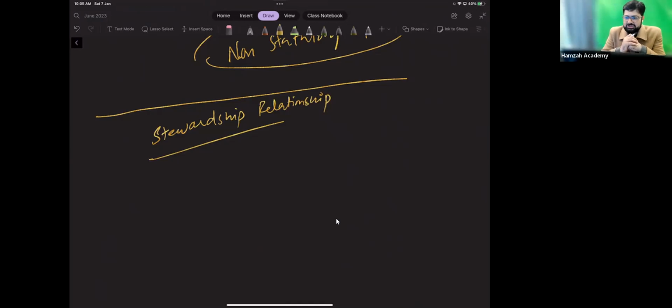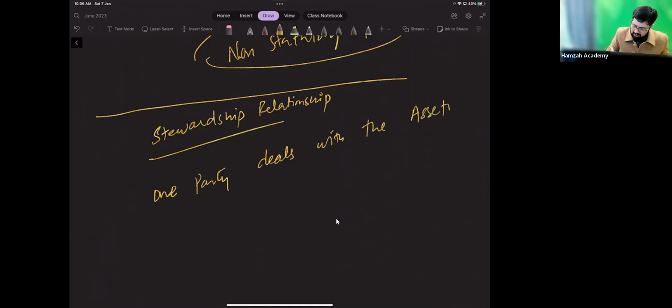What is stewardship relationship? Where one party deals with the assets of another party, taking care of them. When you have entrusted your asset to someone to take care of it, and you might be paying them for this, it is called a stewardship relationship.